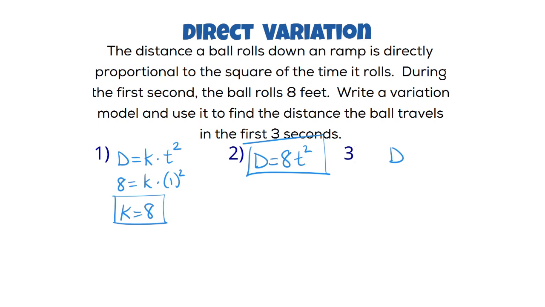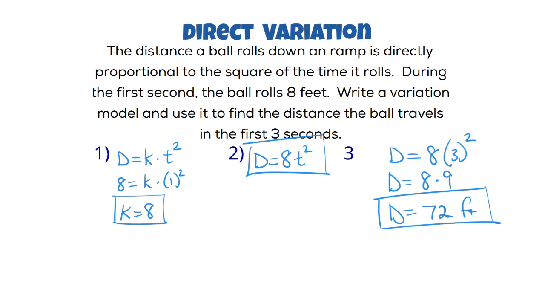All right, I'm looking for the distance when the time was 3 seconds. I've got 72. Now, this was more than just x's and y's. This means something. We need to be sure that we put a label on this. Distance was measured in feet. And we've answered the question.